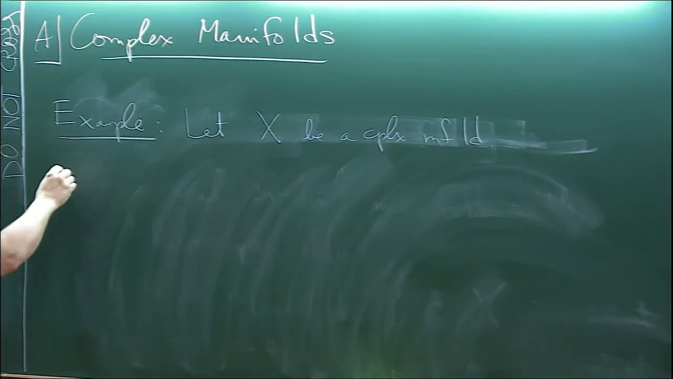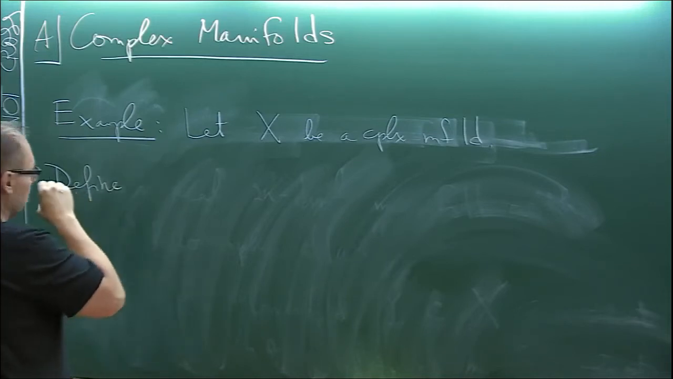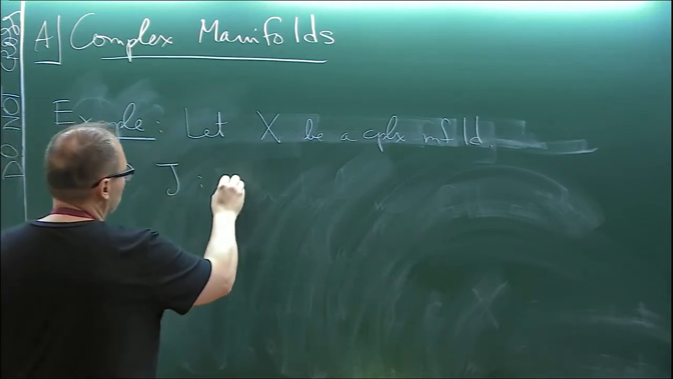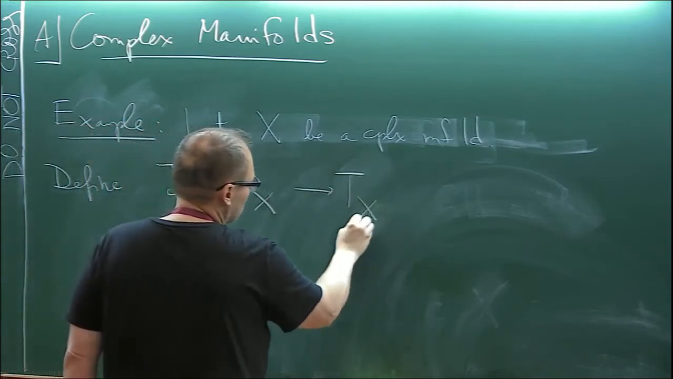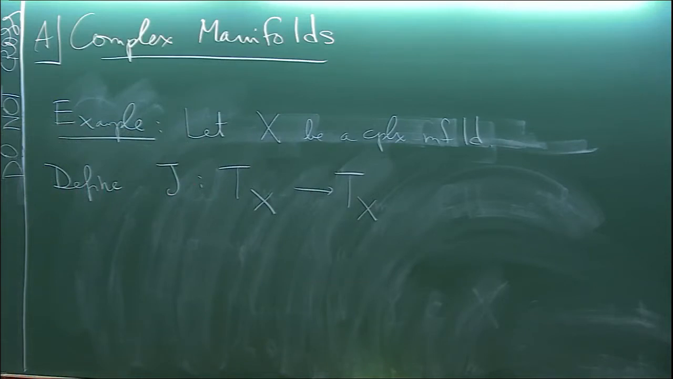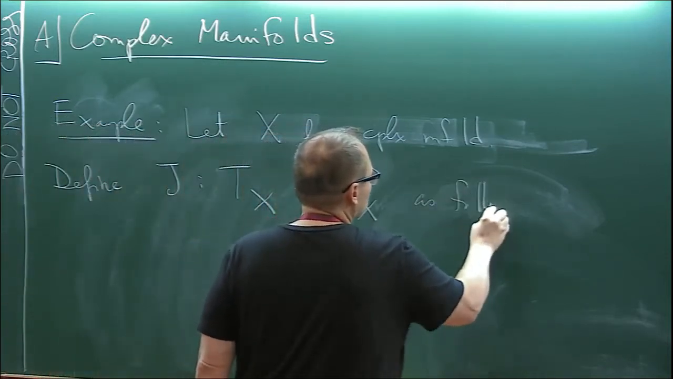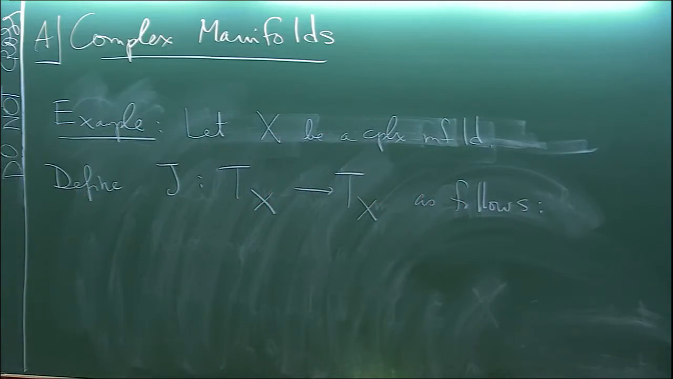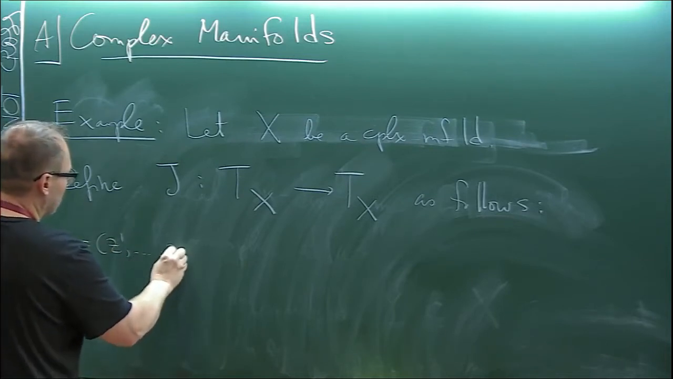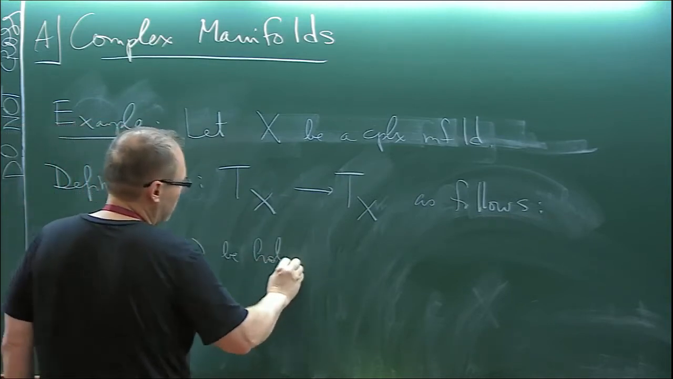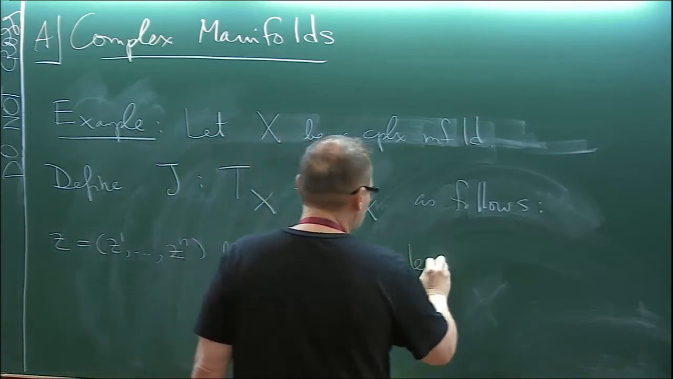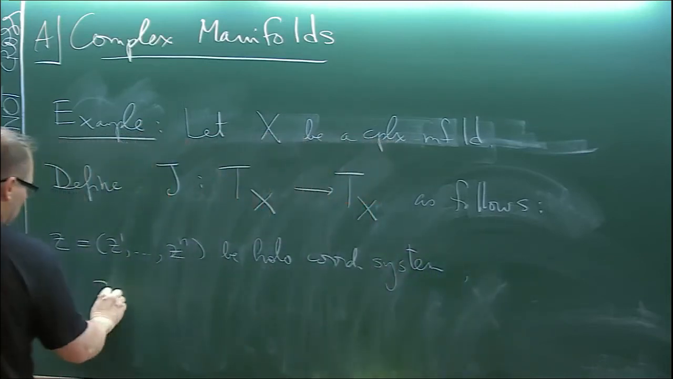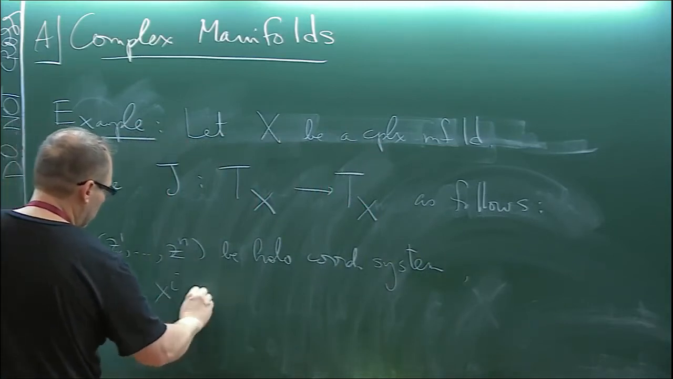Okay, so let's define. I'm going to assume that you know what the real tangent space is, or the real tangent bundle. So let's define a vector bundle map from the real tangent bundle to itself, and it's defined as follows. Okay, so X is a complex manifold, so that means that locally we can have some local coordinate system. So let z equal z1 up to zn be this holomorphic coordinate system. And let's write this zi in terms of its real and imaginary parts.